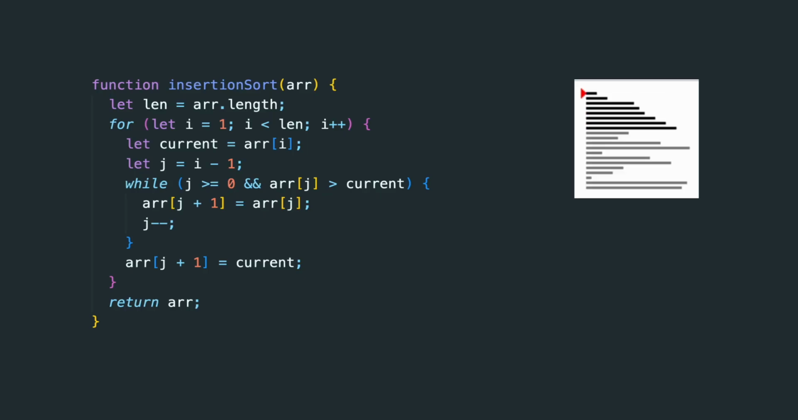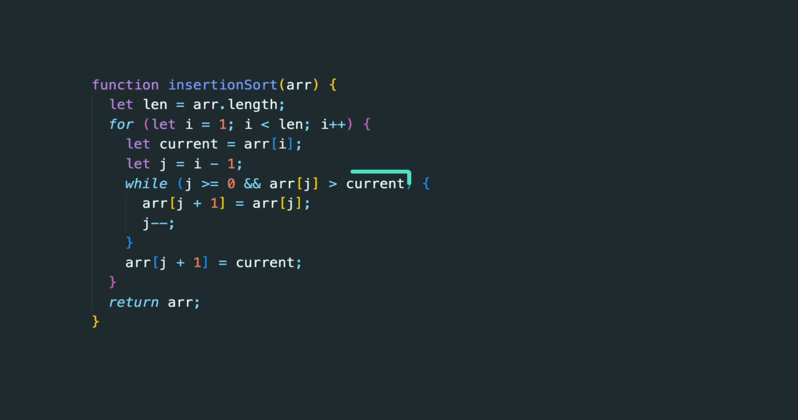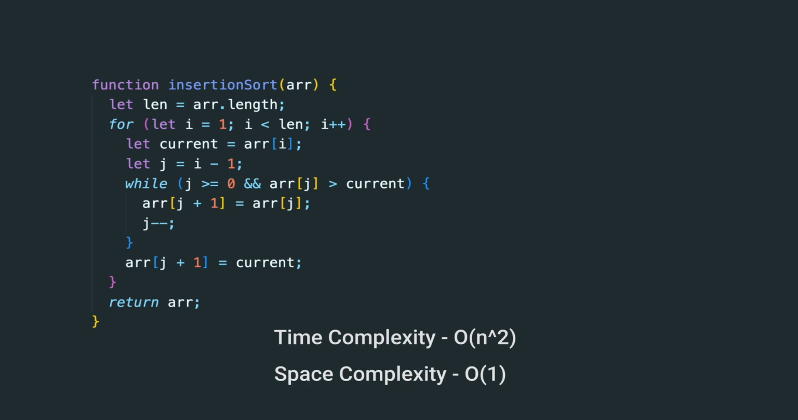Next, we have insertion sort, which works by gradually building a sorted portion of the collection. It iterates through the unsorted part of the collection, comparing each element with the elements in the sorted portion and inserting it at the correct position. Since it has two nested loops, its time complexity is O(n squared) in the worst case, but it can be O(n) if the array is mostly sorted. And space complexity is constant O(1) because we are not using any additional space.